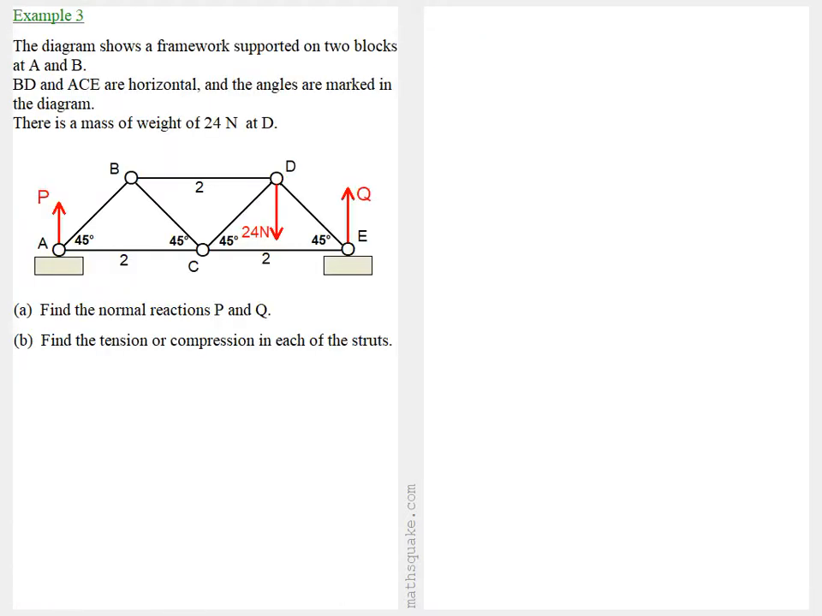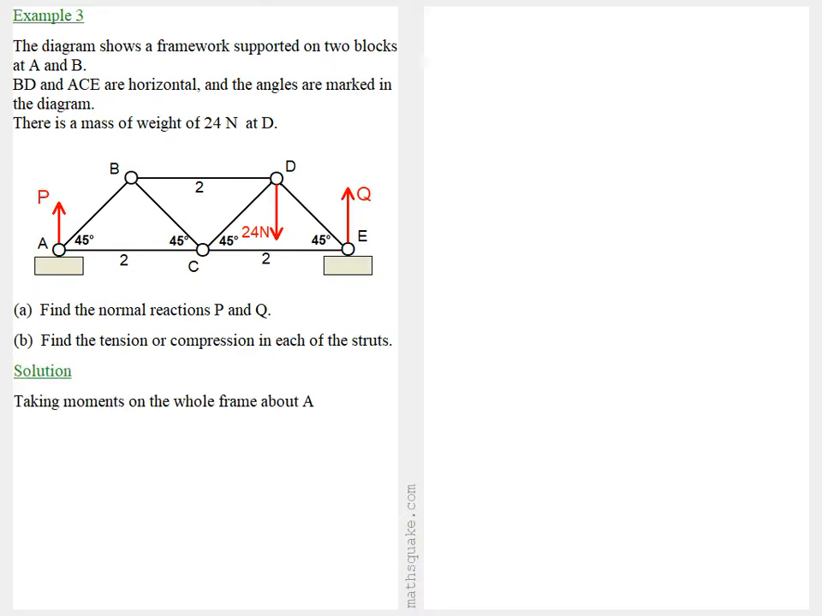Example 3. The diagram shows a framework supported on two blocks at A and B. BD and ACE are horizontal. The angles are marked in the diagram. There is a mass of weight 24 newtons at D. In part A, we're asked to find the normal reactions P and Q.